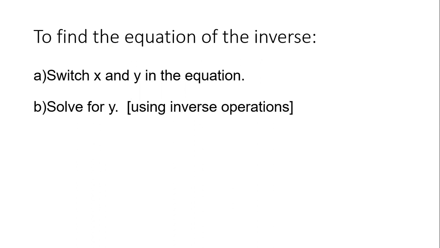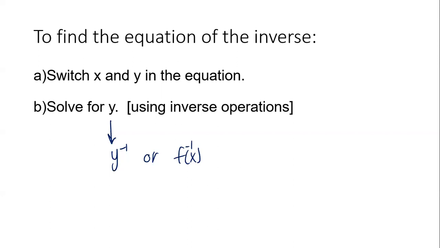So two steps again. We're going to switch our x and y. We're going to solve for y. Once we solve for y, we're going to rename it. And we rename it as either y to the -1 or f of x to the -1, depending on what it started off as. What that lets the other person know is that this is my inverse. It's not the original, it's the inverse.